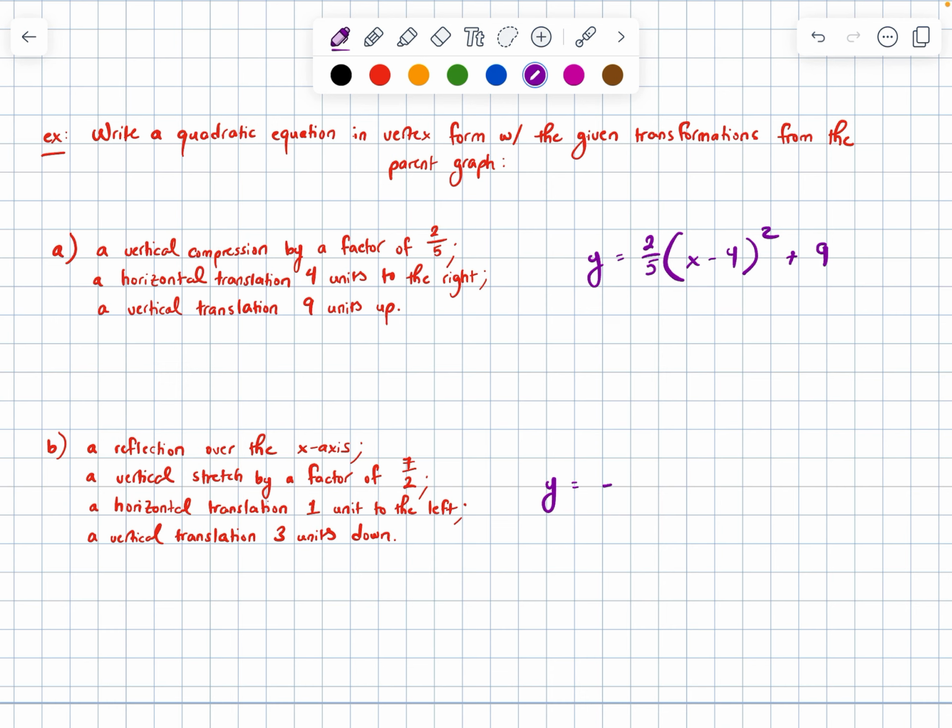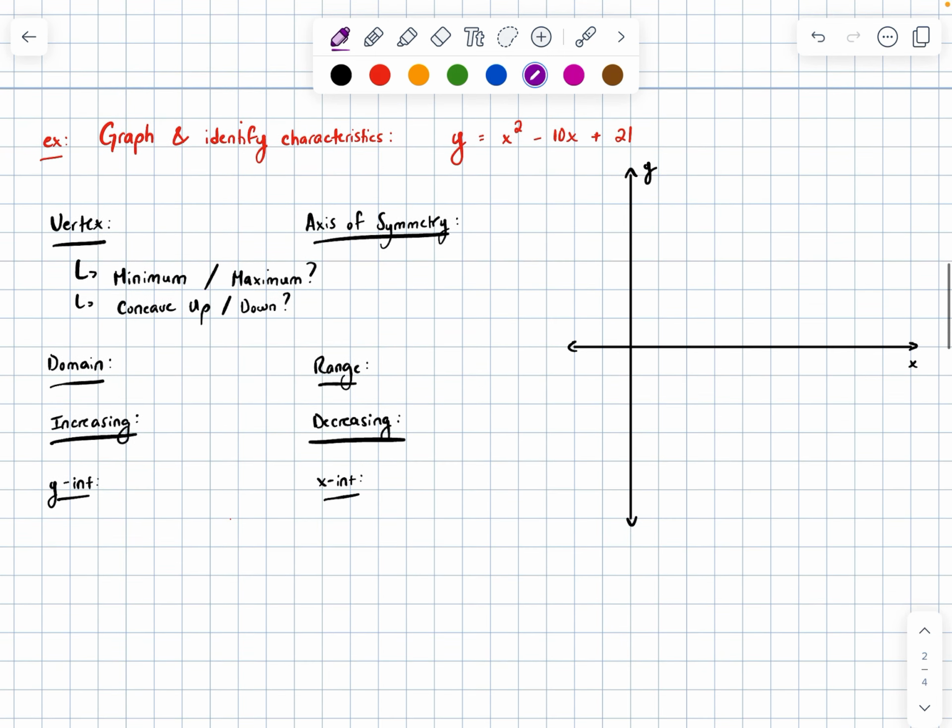Reflection over the x-axis for the second one, again, always starts with y equals. That tells me that I've got a negative coefficient out in front. My vertical stretch by a factor of 7/2, right? So I'm multiplying everything here by 7/2. Inside of my parentheses is my horizontal translation. 1 unit to the left, I'm going to do the opposite of what I expect. I should actually add 1. Close out my square, and then last but not least, if I want to go 3 units down, I'll subtract 3. Cool. Let's do a little bit of graphing.